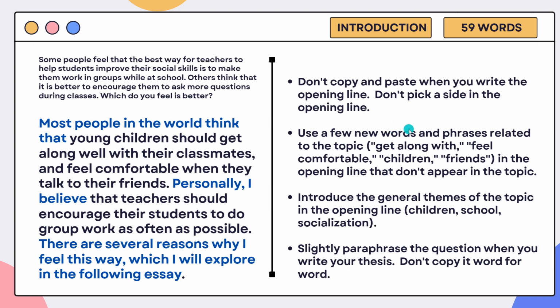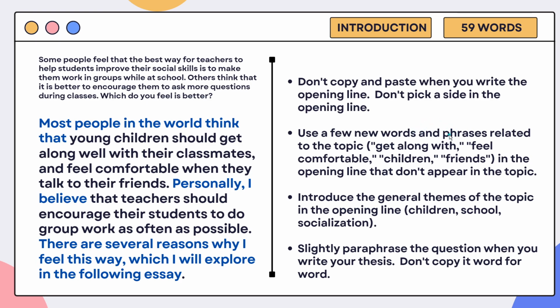I used a few words and phrases related to the topic, as I said a moment ago, that don't appear in the question prompt. So I used stuff like get along with. That's strongly related to social skills. I used feel comfortable. I used children. I used friends. Those are all key words that are related to the general theme of the question, but they didn't appear in the question prompt. So I put them in my opening line. That's kind of increase my vocabulary score with the E-Rater.